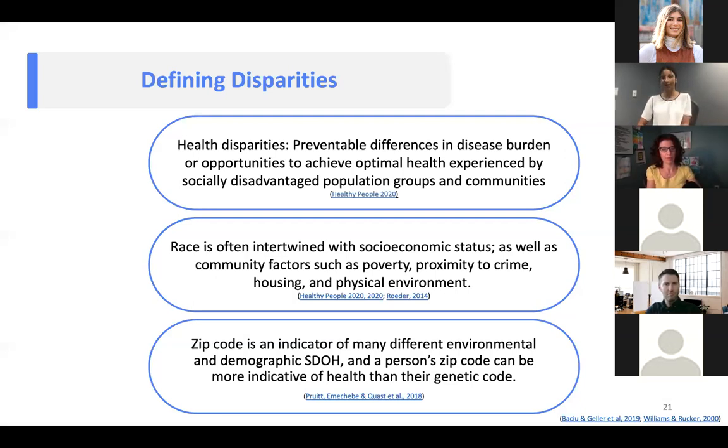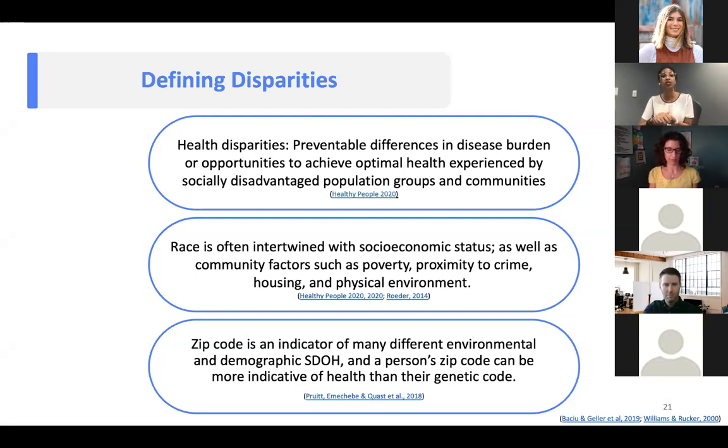Okay, so let's define disparities. When social determinants of health affect a person or a group negatively, it can create a health disparity. Health disparities are preventable differences in disease burden or opportunities to achieve optimal health. These are experienced by socially disadvantaged population groups and communities. The two important health disparities we're going to be talking about are race and ethnicity and zip codes.